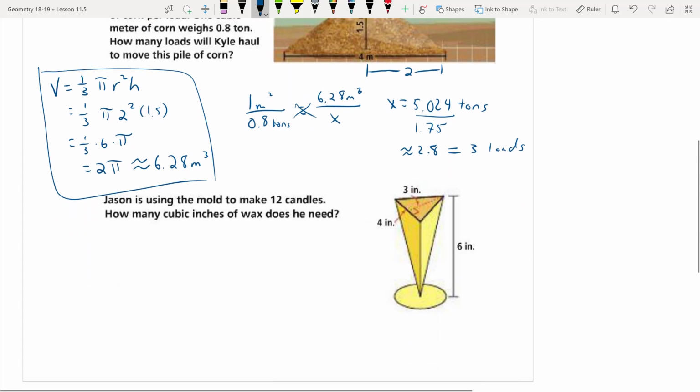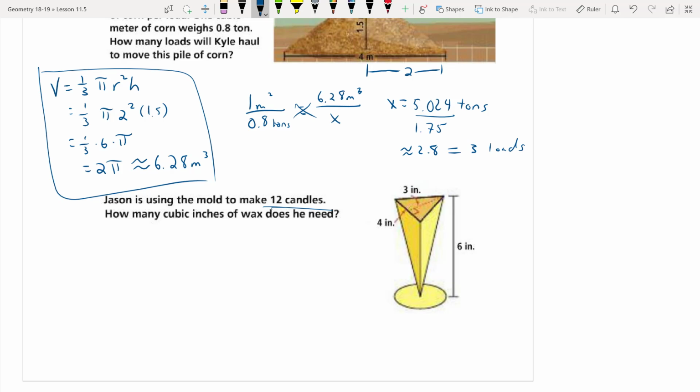I want you to take a look at this next one here. They've given us a triangular pyramid. So it's a pyramid with a triangular base. And it says that he's using a mold to make 12 candles. How many cubic inches of wax does he need? So this is 1 candle. We're then going to eventually have to multiply by 12 as we get there.